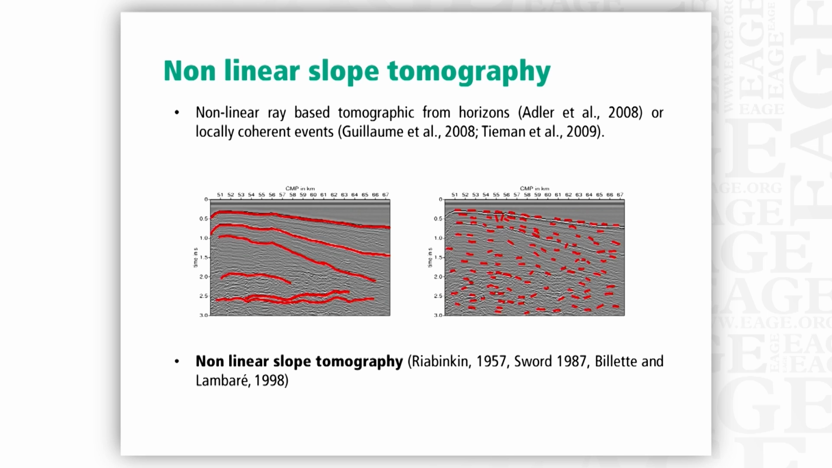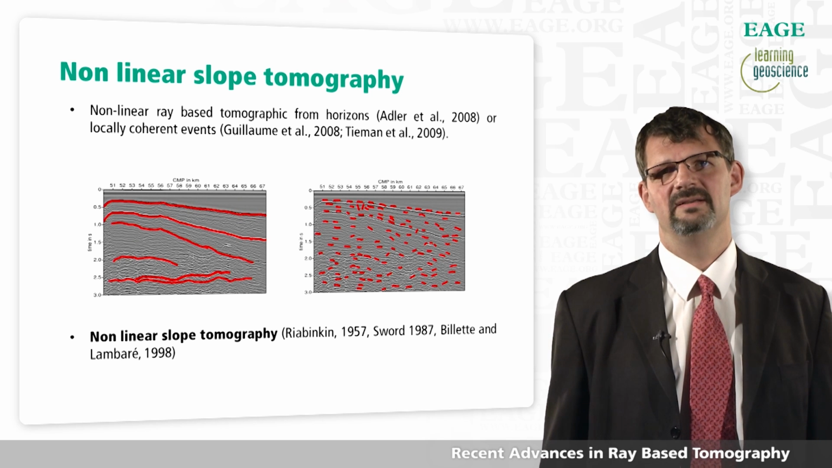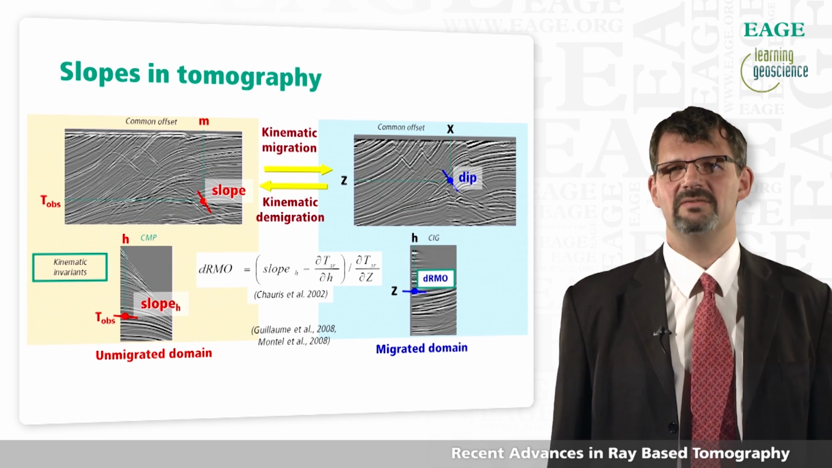They are what we call the family of nonlinear slope tomography, which has very old roots among Russian geophysicists in the 50s, but also later at Stanford or at the School of Mines of Paris. What is the basis of this approach?